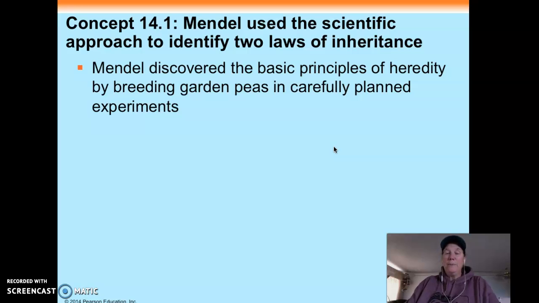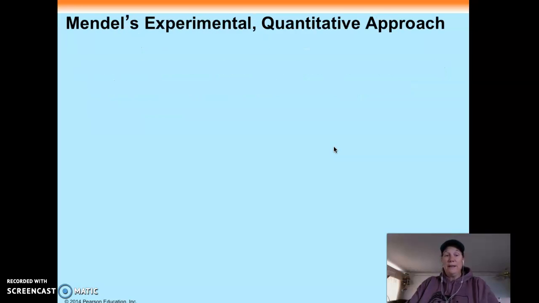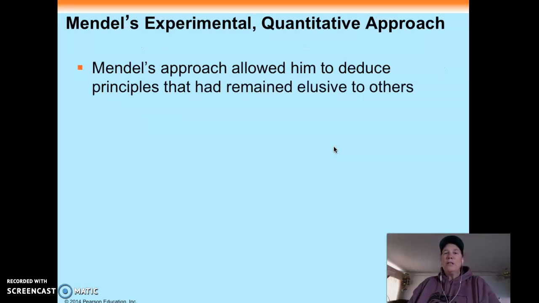Okay. And he did a bunch of carefully planned experiments, collected his results, looked at his results, and came up with all kinds of ideas. And like I said, he was spot on. Okay. His approach allowed him to deduce a lot of different principles. Okay. The ideas he came up with, again, from not having any idea of the microscopic DNA kind of stuff, is pretty impressive if you think about it.